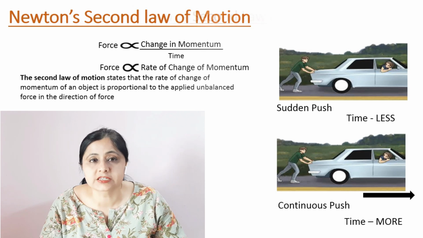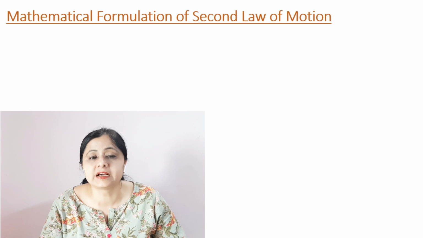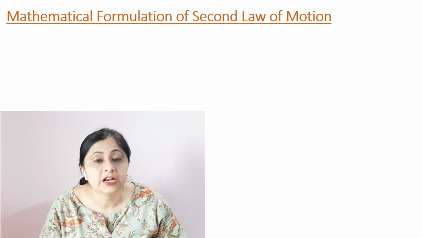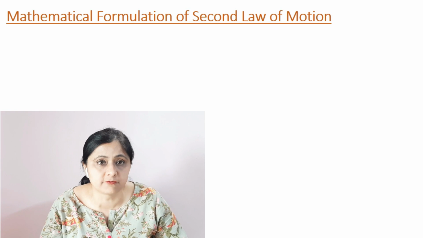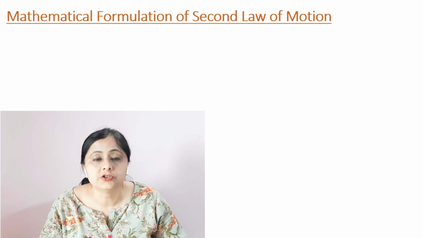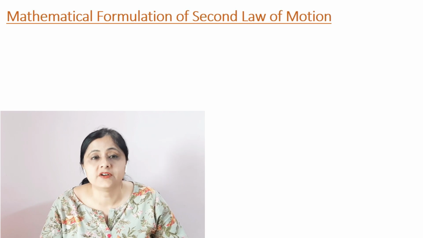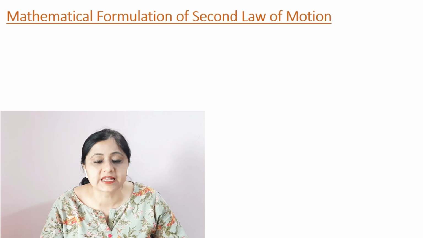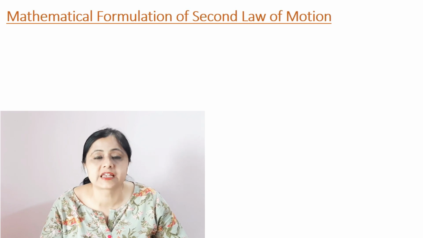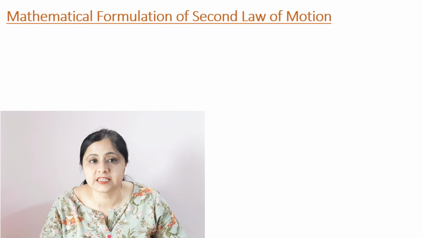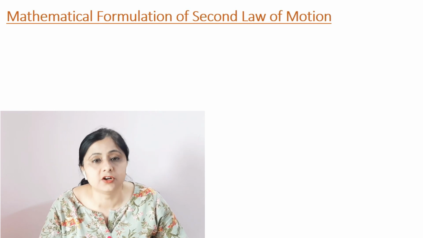Now we will come to the next topic, that is the mathematical formulation of the second law of motion. It means we have to derive the formula of the second law of motion. This is not the second equation of motion. Like in chapter 8, you have studied three equations of motion. First was v is equal to u plus at. Second, s is equal to ut plus half at square. And third, v square minus u square is equal to 2as. Here we are studying the second law of motion, not the second equation of motion. So when it comes in the exam, you should read the question very carefully, whether they are asking the second equation of motion or the second law of motion.